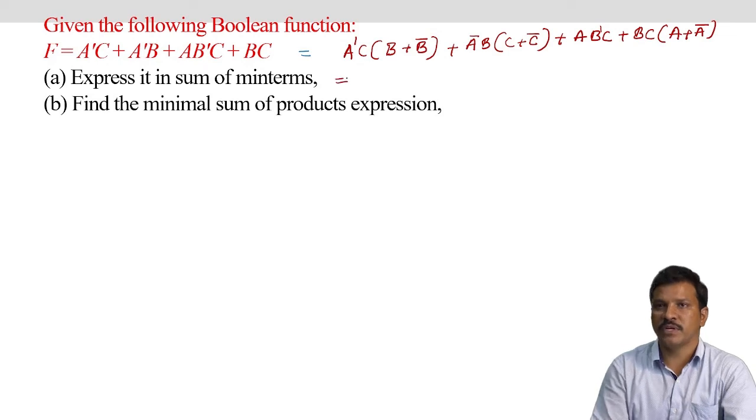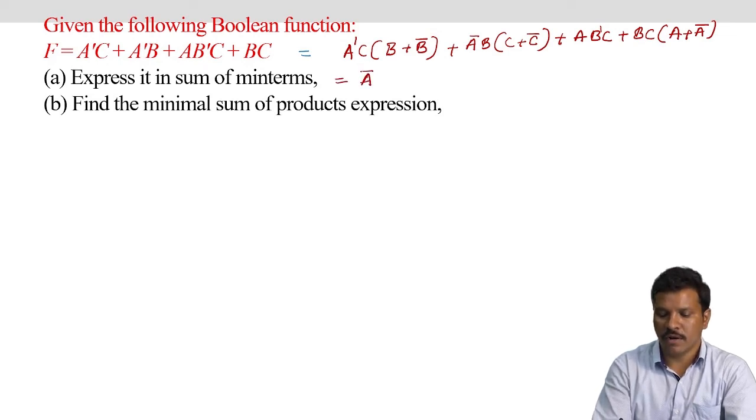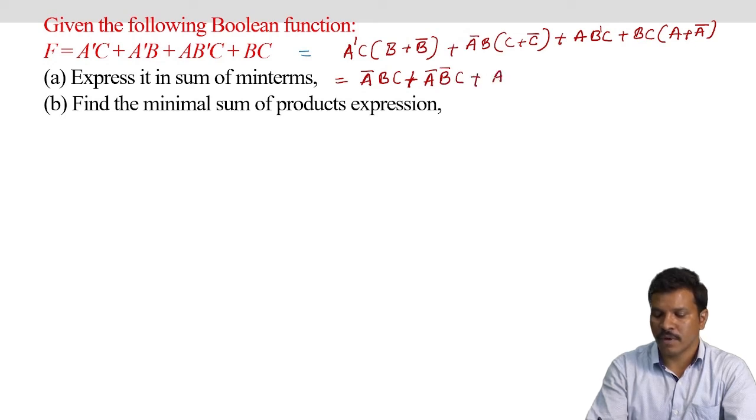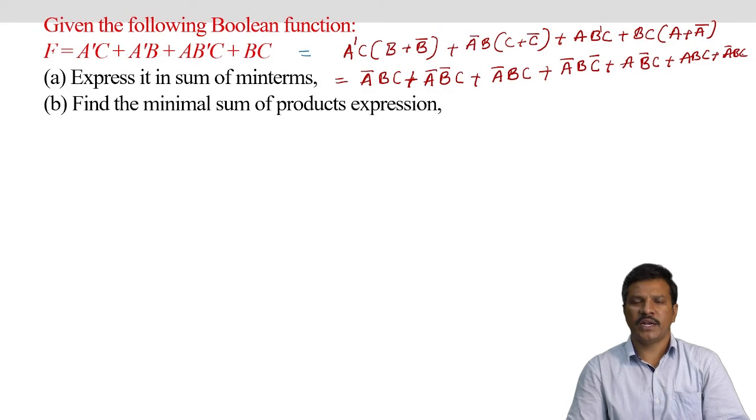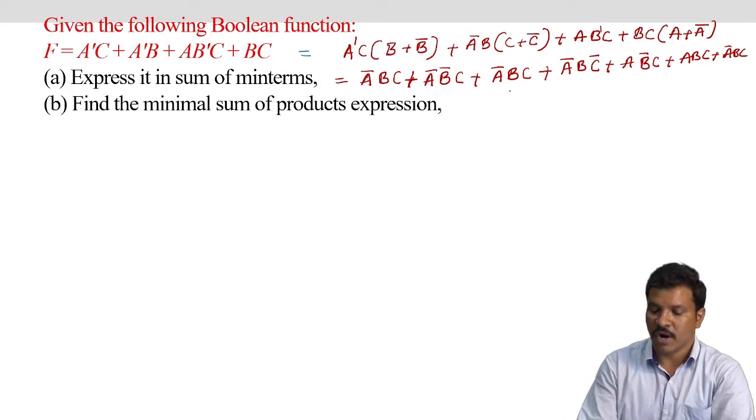So once expanding this, a bar bc, a bar b bar c, a bar bc, a bar bc bar, plus a b bar c, a bc, a bar bc. Is there any repeated terms? We can check it. A bar BC, A bar BC, we can cancel one term.